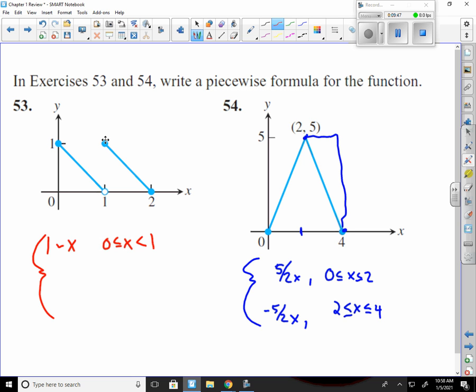Let's look at the next one. So this one also starts at 1, and then it's dropping down from 1 to 2. So this one is also going to be 1 minus x when x is greater than or equal to 1 and less than or equal to 2. That's definitely not right, the 1 minus x. It's going to be 2 minus x. Sorry.